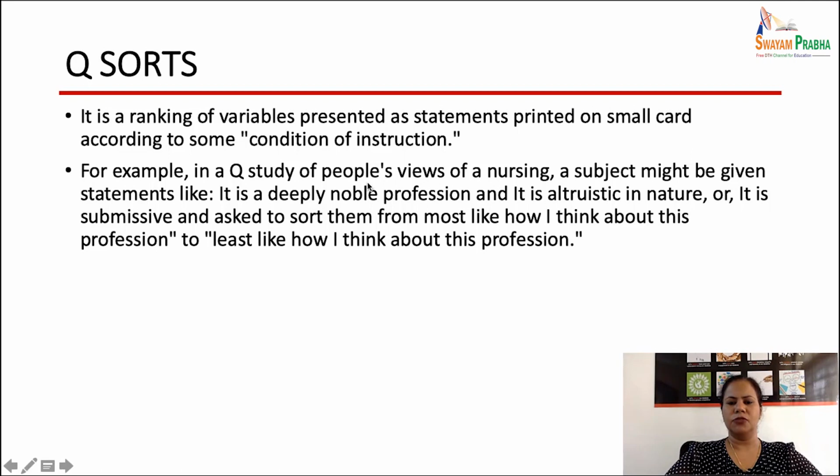For example, in a Q study of people's view of nursing, a subject might be given statements like, it is a deeply noble profession. Another card might say that it is altruistic in nature, or another card may say that it is submissive, and they are asked to sort them from most like how I think about this profession to least like how I think about this profession. So the persons sort the cards accordingly.